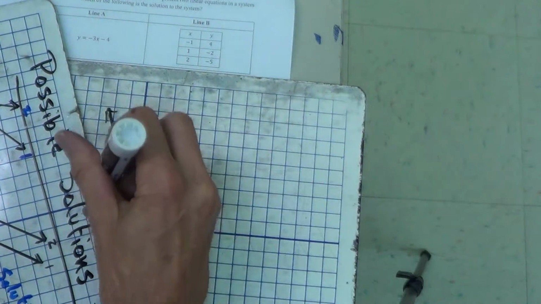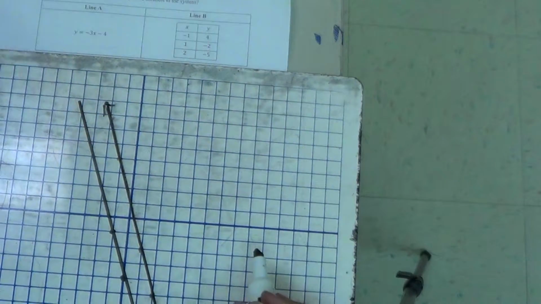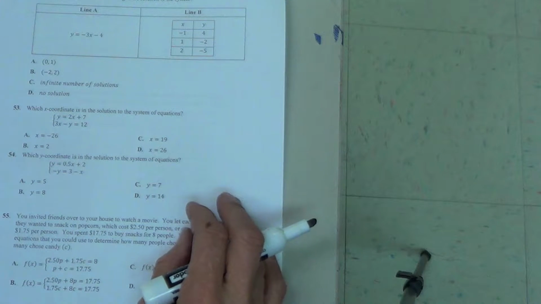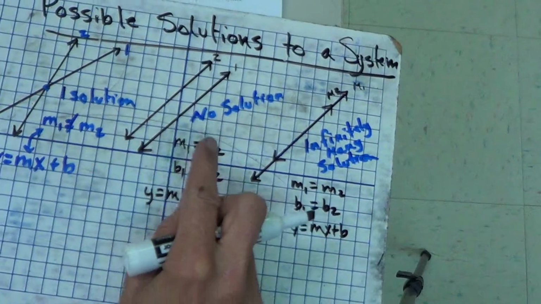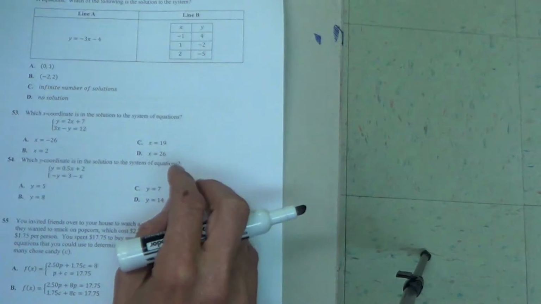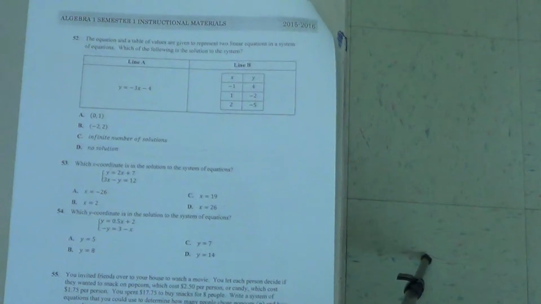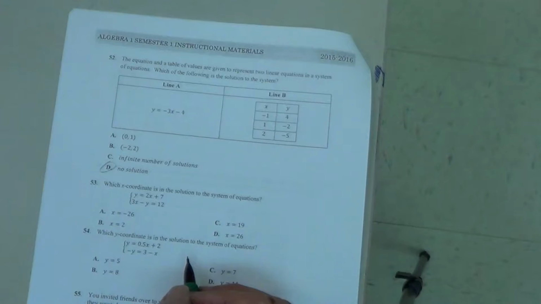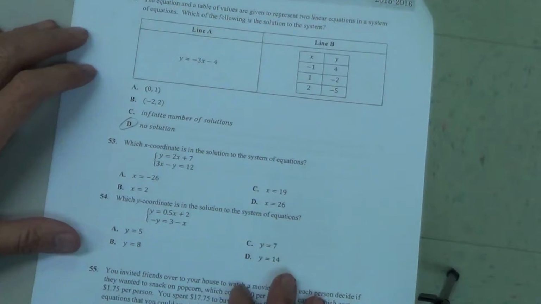And I think you're going to see that those two lines are parallel. Parallel lines from your notes that you took right at the beginning of this. Parallel lines are no solution, they never cross. So the answer to that problem should be D. Okay, hopefully this is not going too fast. Pause if it is.